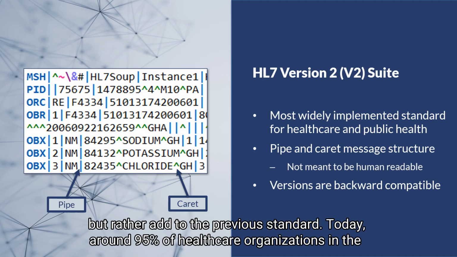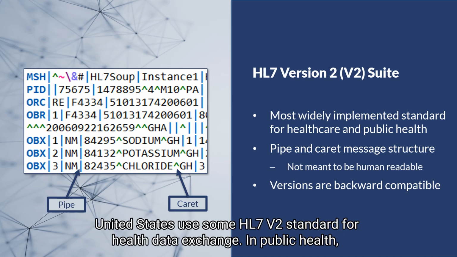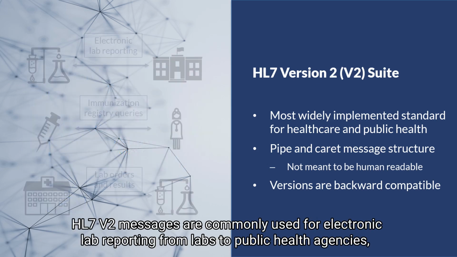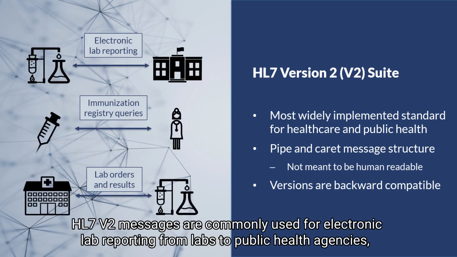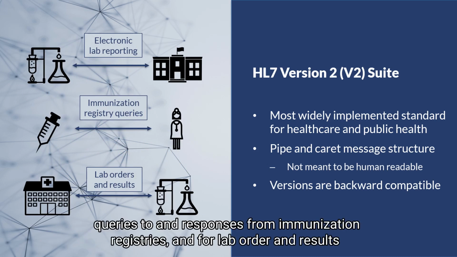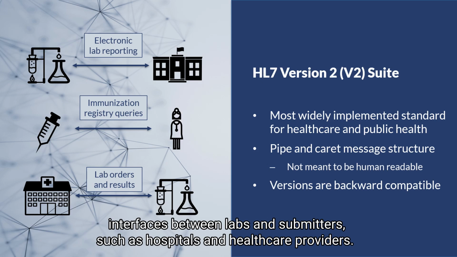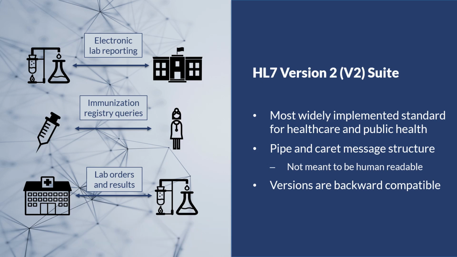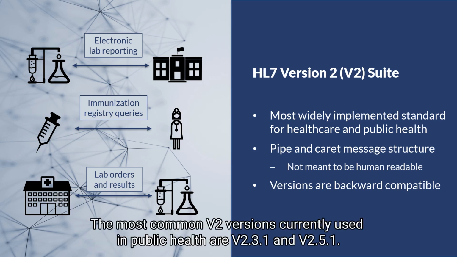Today, around 95% of healthcare organizations in the United States use some HL7 v2 standard for health data exchange. In public health, HL7 v2 messages are commonly used for electronic lab reporting from labs to public health agencies, queries to and responses from immunization registries, and for lab order and results interfaces between labs and submitters, such as hospitals and healthcare providers. The most common v2 versions currently used in public health are v2.3.1 and v2.5.1.